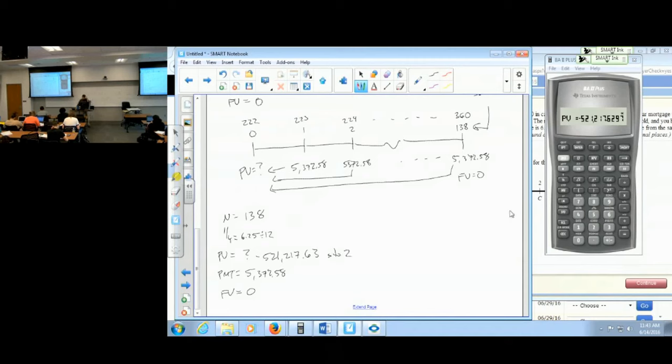I'm going to store that on the 2 key. This is a positive version of it on the 2 key.